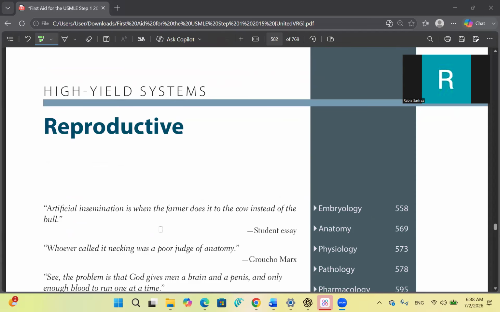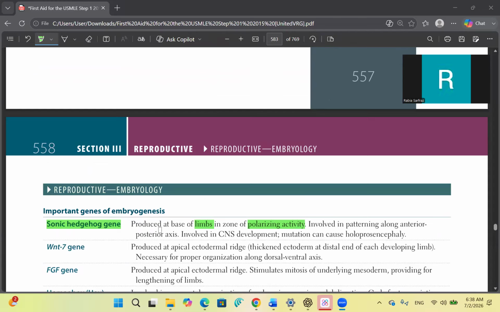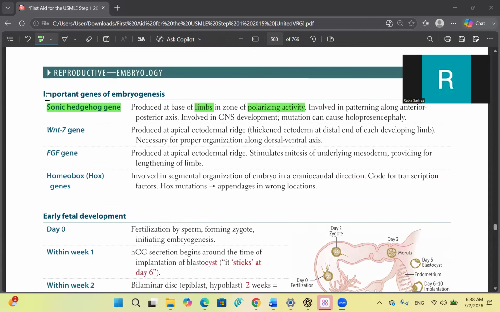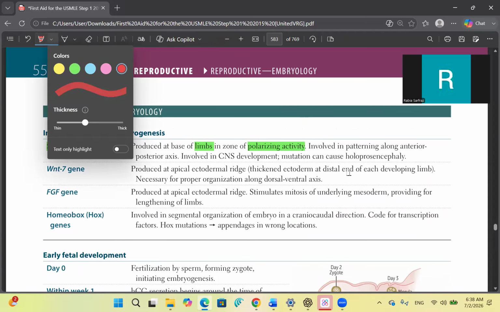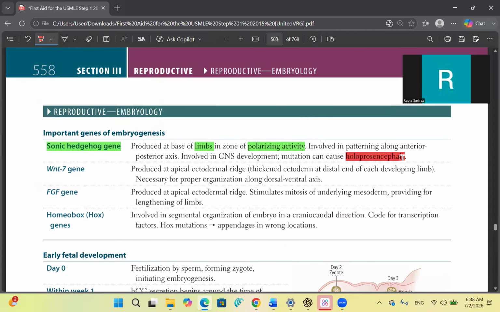Okay, so we are going to start with reproductive module, embryology. First, we have important genes of embryogenesis, in which we have the sonic hedgehog gene, which is produced at the base of limbs in the zone of polarizing activity and involved in patterning along the anterior posterior axis, involved in CNS development. Mutation can cause holoprosencephaly. Let's highlight it with red.